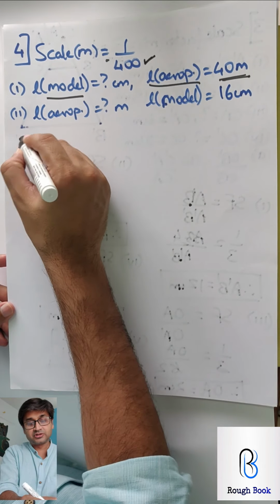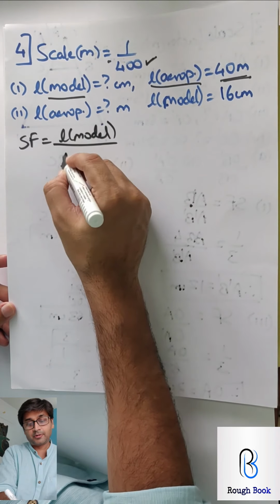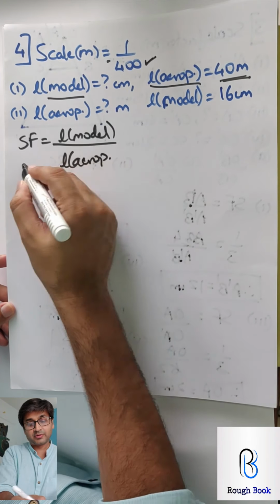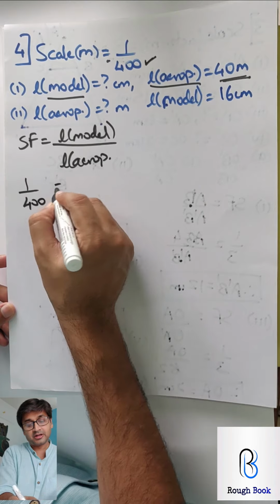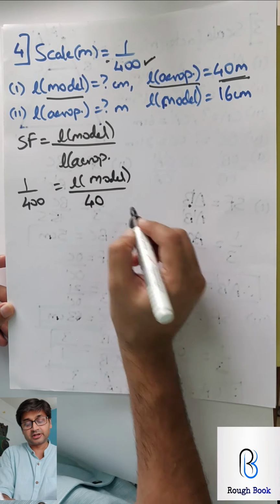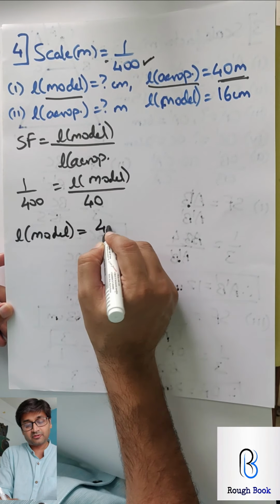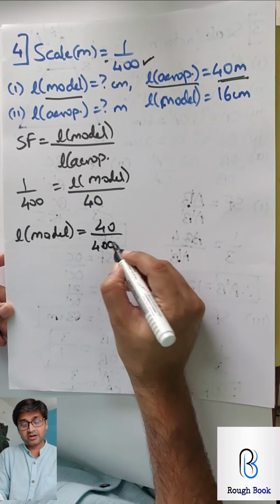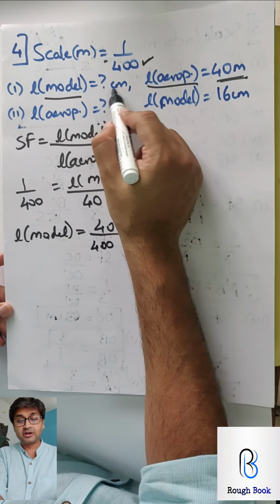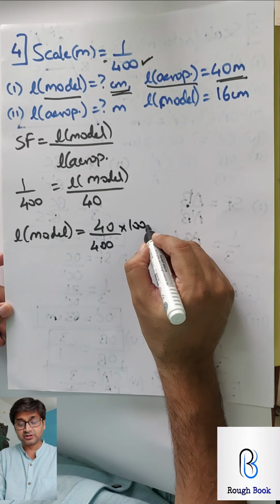Let's come back. So scale factor, length of model upon length of aeroplane. So my scale factor is 1 by 400. Length of model I am trying to find, and length of aeroplane is 40 meters. So cross multiply, I will get length of model 40 by 400. Now this is in meters, but they want the answer in centimeters. So meters converted to centimeters, so into 100.